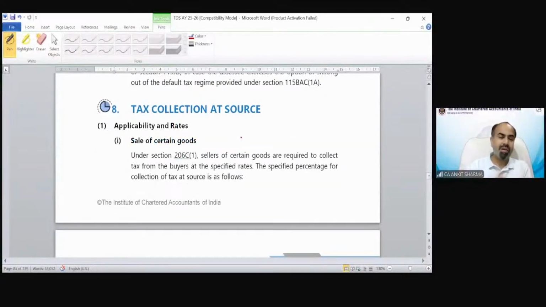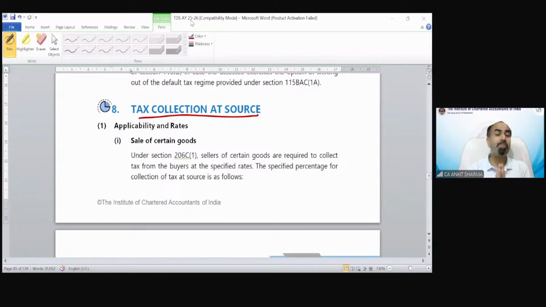Now the last topic we can say is tax collection at source. In the starting of this topic, we have discussed the difference between these tax collection types. TDS was on the basis of some income, a specific source of income, except in one case. That was section 194N. That was cash withdrawal.